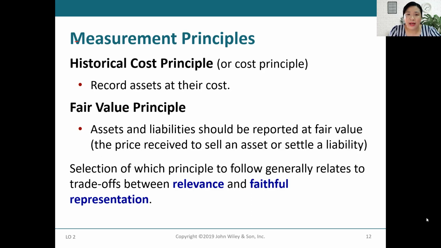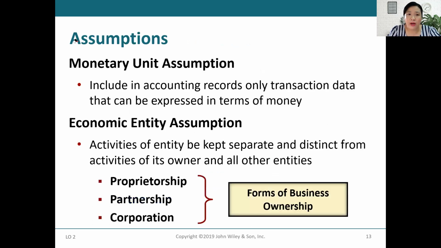Now let's look at the assumptions in accounting. We have two assumptions here: the monetary unit assumption and the economic entity assumption. The monetary unit assumption says we only record accounting transactions that can be expressed in terms of money.